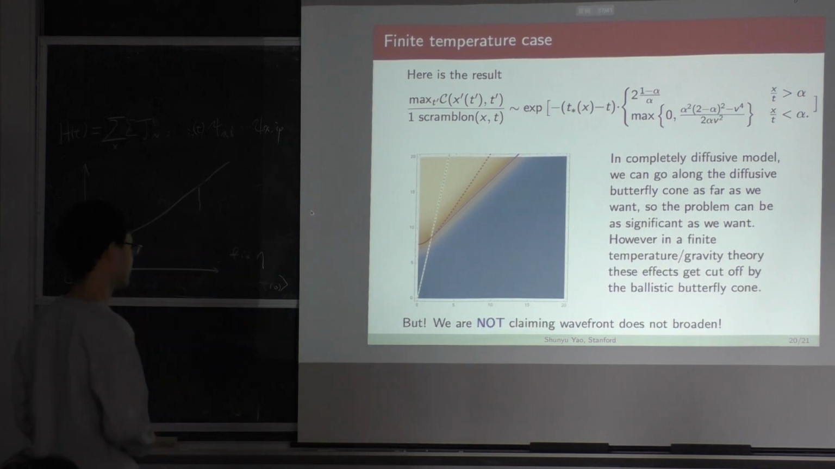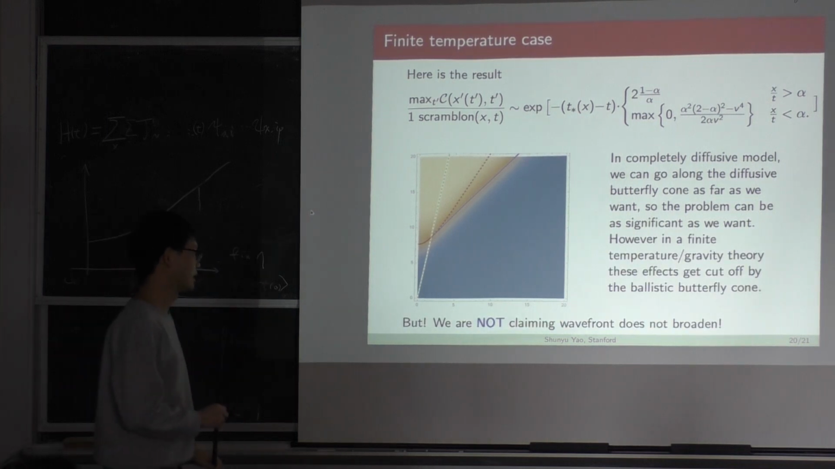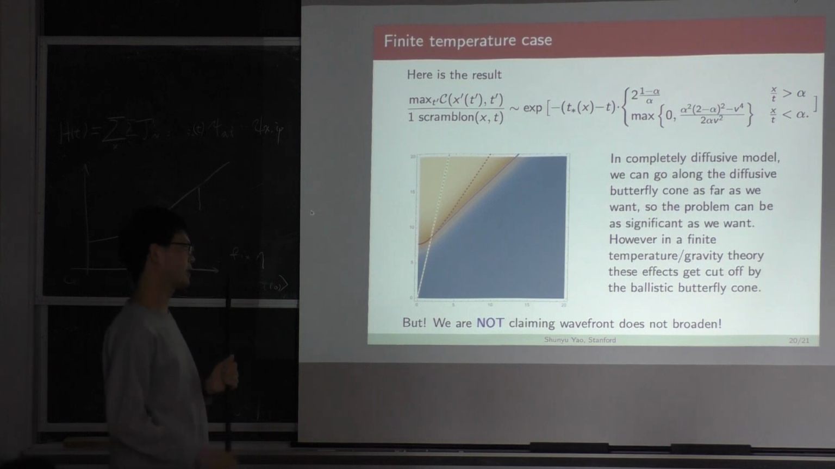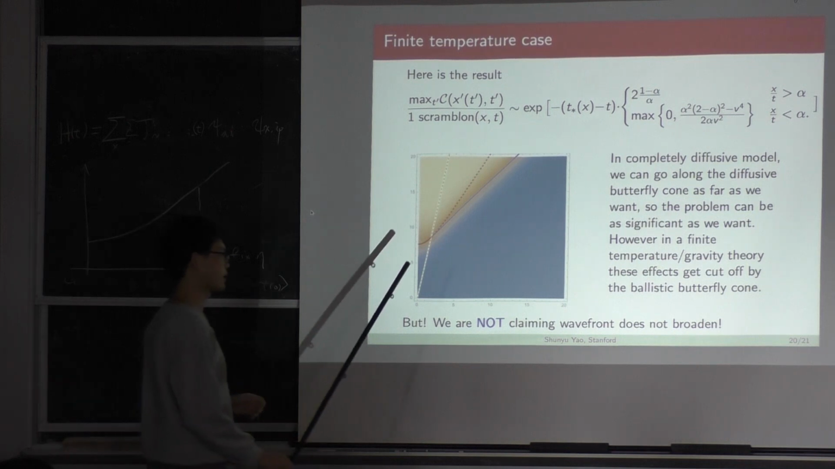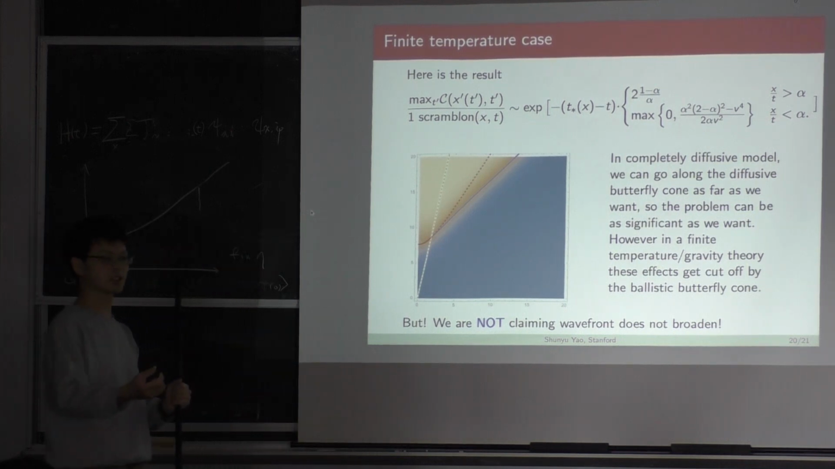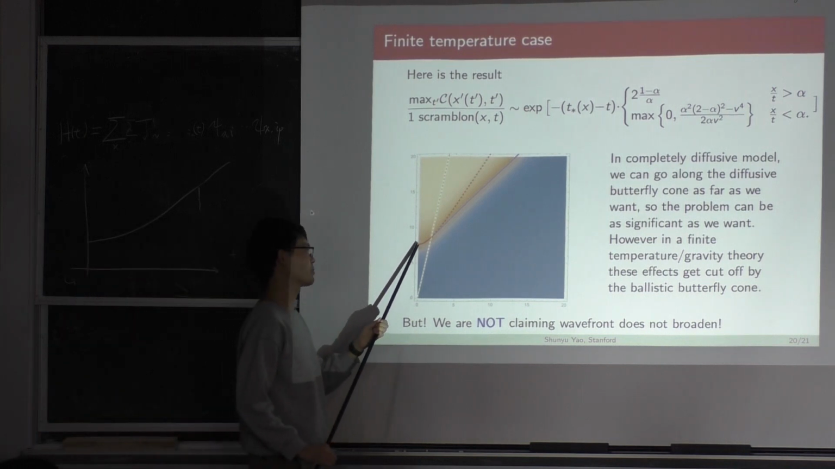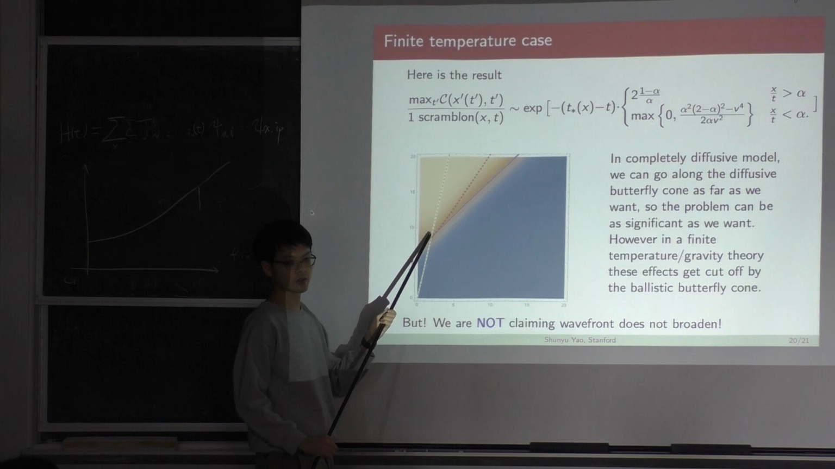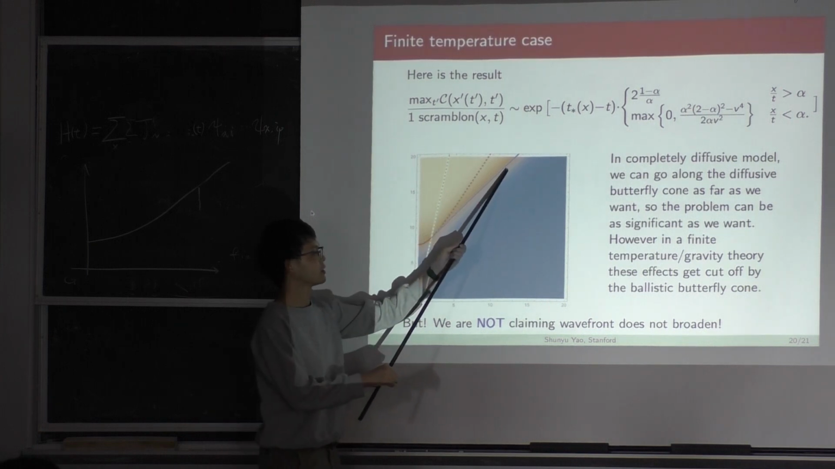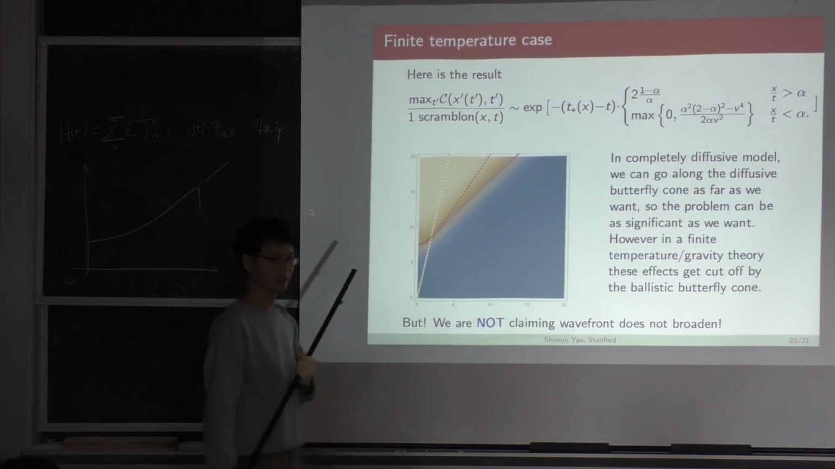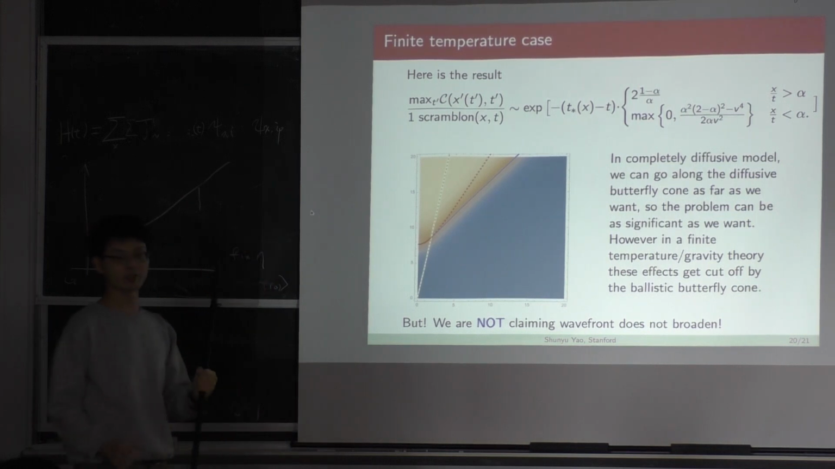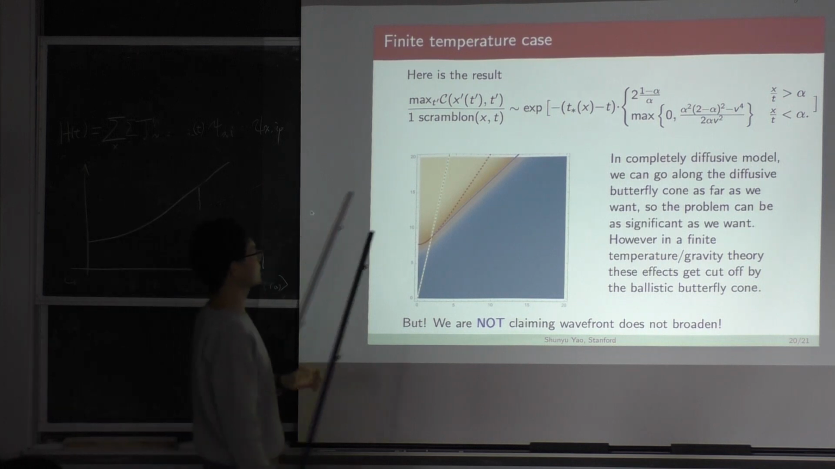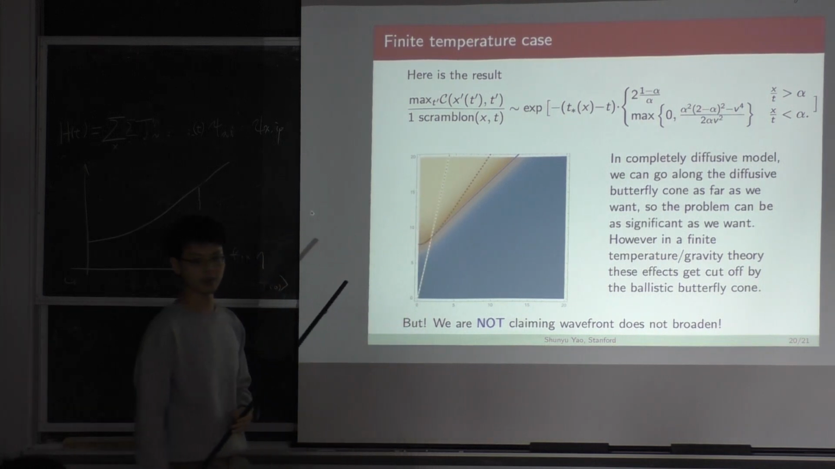But in a finite temperature system, this effect gets cut off by the ballistic region, because this ballistic region, as we just said, is scrambled faster than the diffusive scrambling. So you will not be able to go too far along the diffusive light cone, and then this ballistic light cone gets in. And then you would ask, okay, if I set a tolerance rate for myself again for this ballistic region, what will be the result again?